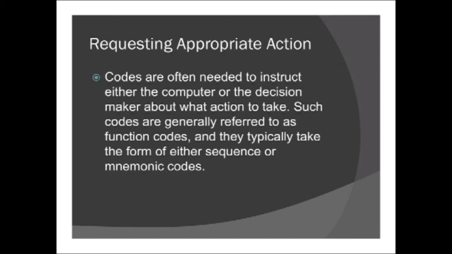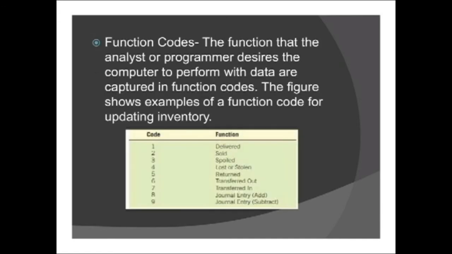Requesting appropriate action. Codes are often needed to instruct either the computer or the decision maker about what action to take. Such codes are generally referred to as function codes, and they typically take the form of either sequence or mnemonic codes. The function that the analyst or programmer desires the computer to perform with data is captured in function codes. The figure shows an example of a function code for updating inventory.